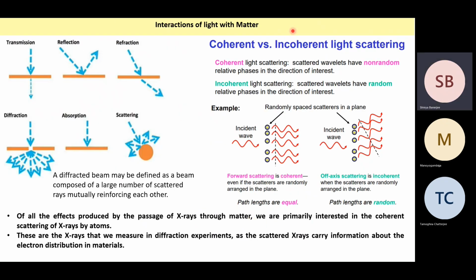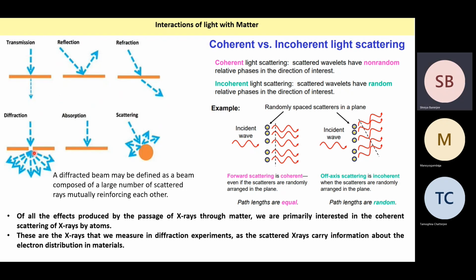We will quickly go into some of the ways that light interacts with matter. If the light ray, or you can consider X-ray, passes through without deviation, it is called transmission. Reflection is when it reflects back. Refraction is when it passes through the material at a different angle.